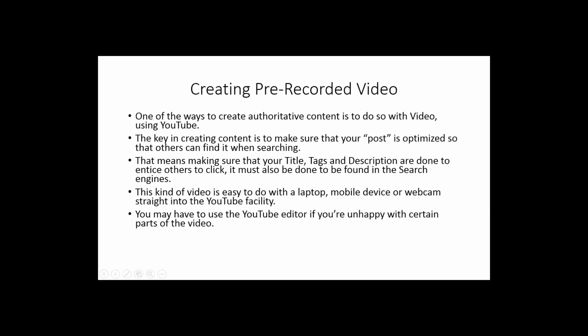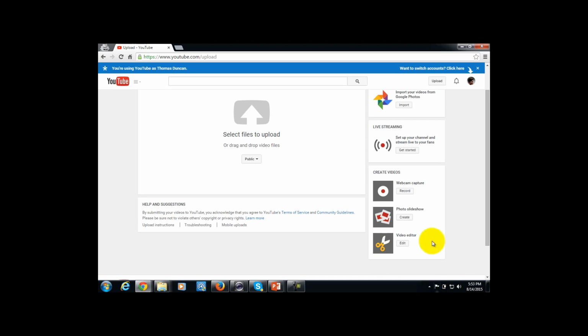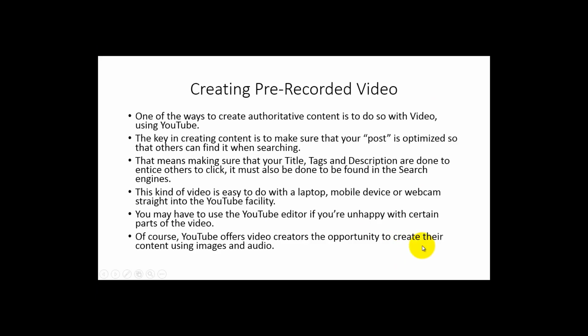And as you may have noticed inside of the same screen, YouTube actually provides you with a YouTube editor that you can use if you're unhappy with certain portions of the video that you have recorded. That YouTube editor is conveniently located right inside of the same screen, where you can take the video that you've done and edit it or cut something in or out of it that you don't want.